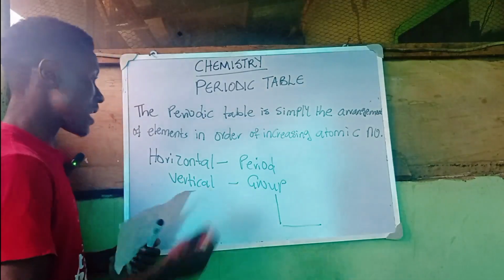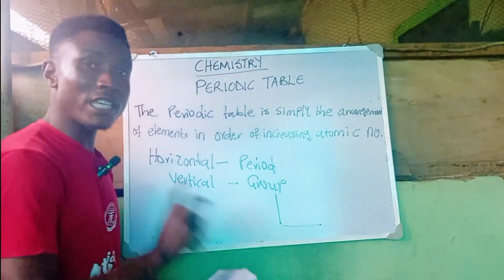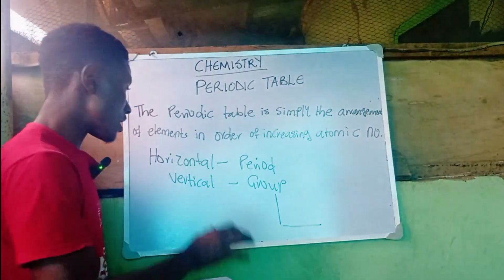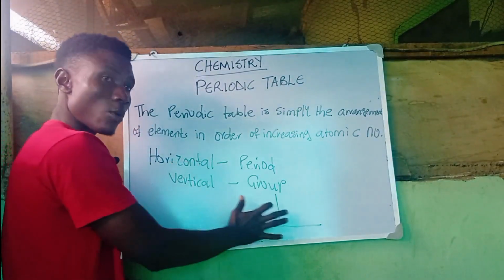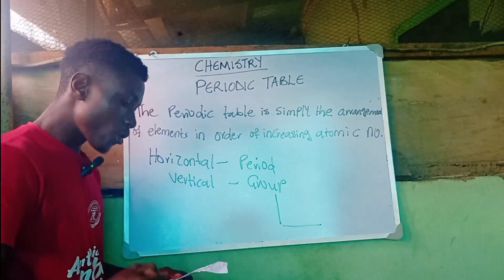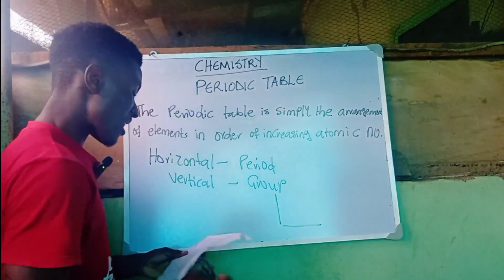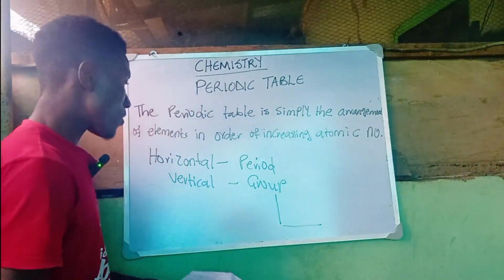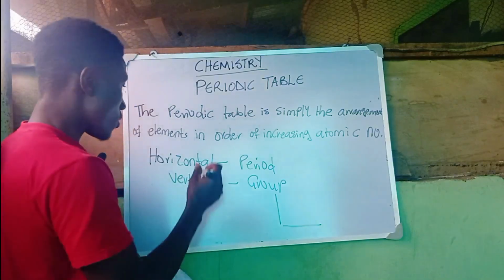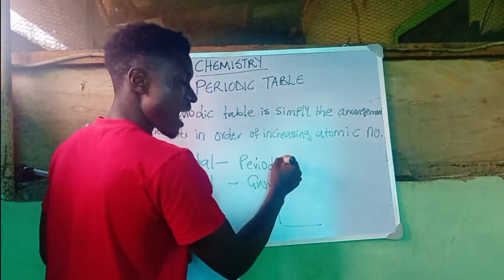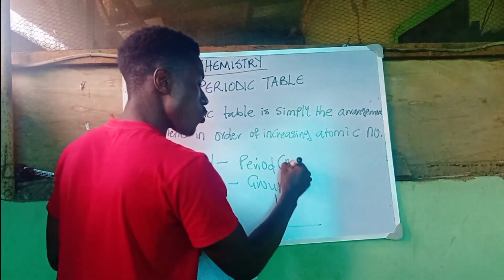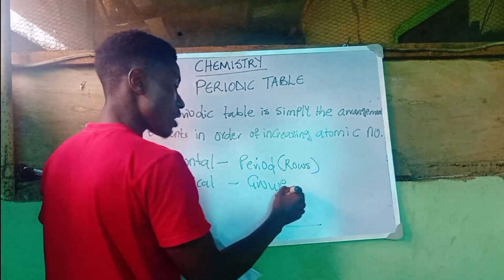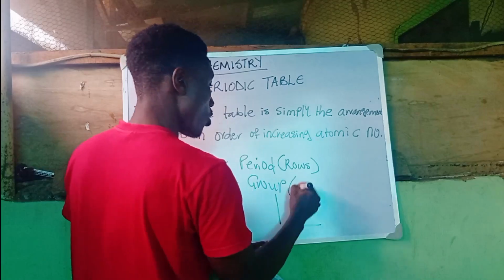Please take note, because everything I'll be listing out here is just key points that are very essential. The horizontal is known as the period and the vertical is known as the group. That is just how it is. And note, there are 7 periods. The period is known as the rows and the group is known as the column.